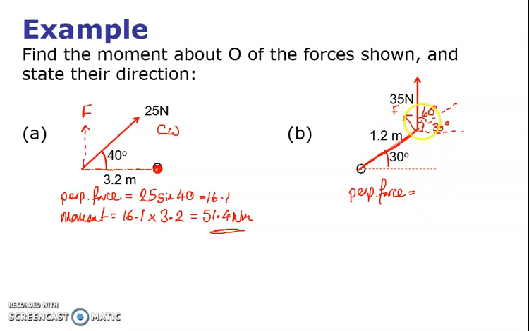So I've got the 60, I've got the right angle there, so I'm going to use 35 sine 60. And again, let's type that into my calculator. 35 times sine 60 is 30.3-ish. And again, now I've got my perpendicular force, it's relatively easy to find my moment because it's 30.3 times by the 1.2. So times that answer on my screen by 1.2 and I get 36.4 Newton meters.